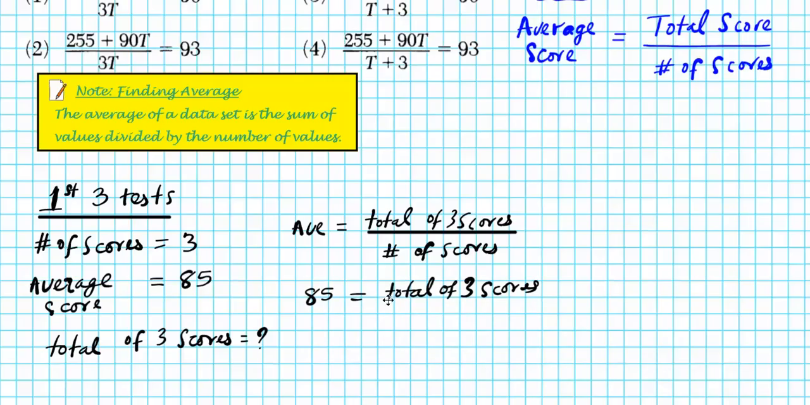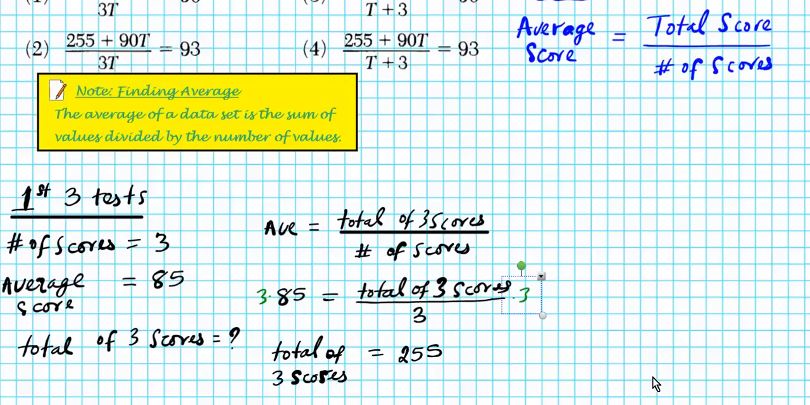And how many scores are we considering here? It's 3 scores. Now let's solve this equation for the total number of scores. Simply multiply both sides by 3, and then you end up with the total of the 3 scores, as you just multiply 85 by 3 and you get 255. So that's the total of the 3 tests that she took. We'll just keep that information in mind.